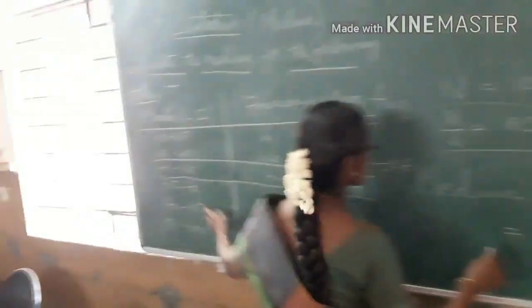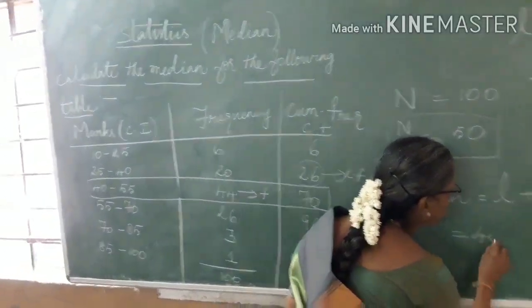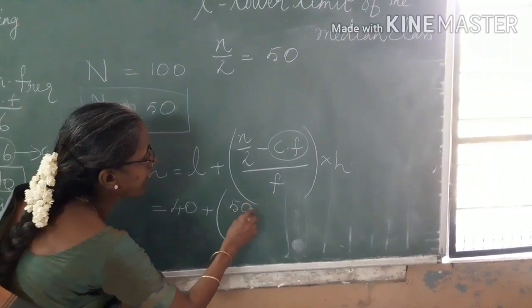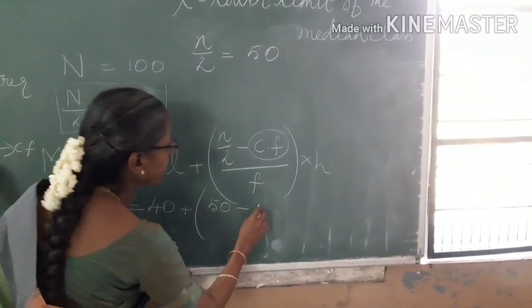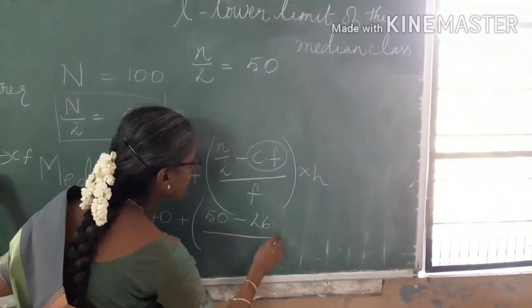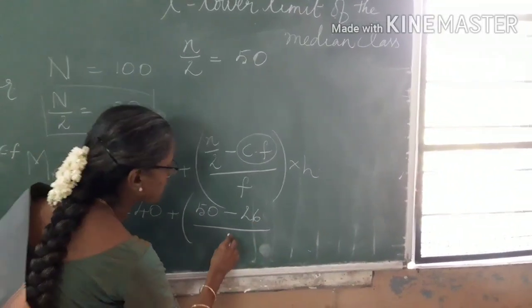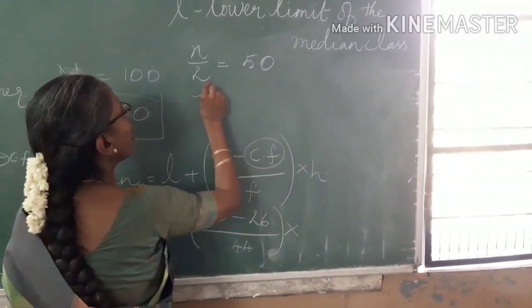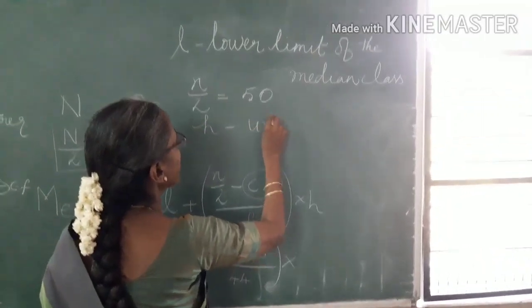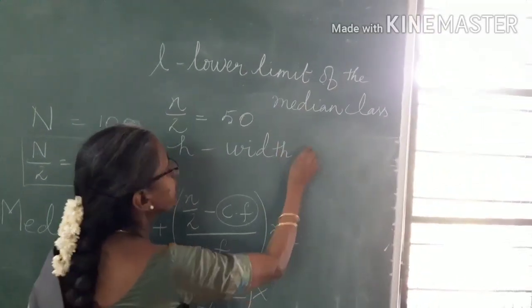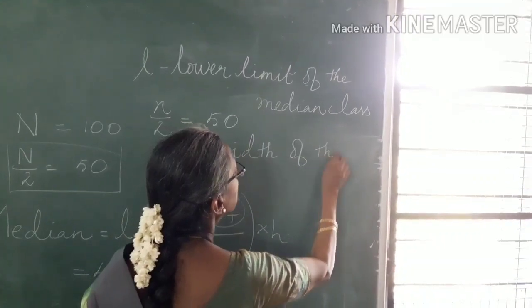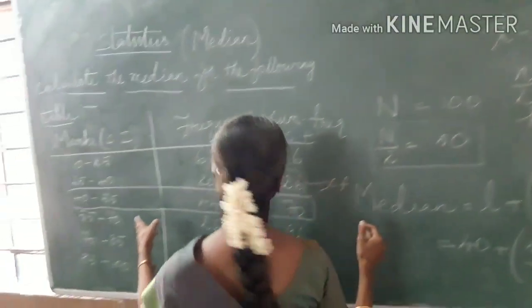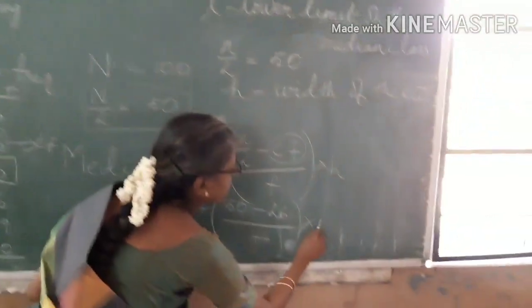So what is the lower limit? The median class is 40 to 55, so L will be equal to 40. n by 2 is 50, minus CF. CF is 26. What is the frequency of the median class? 44. Multiplied by H, which stands for the width of the class interval. Width means the difference between the upper limit and lower limit. We call it width here.